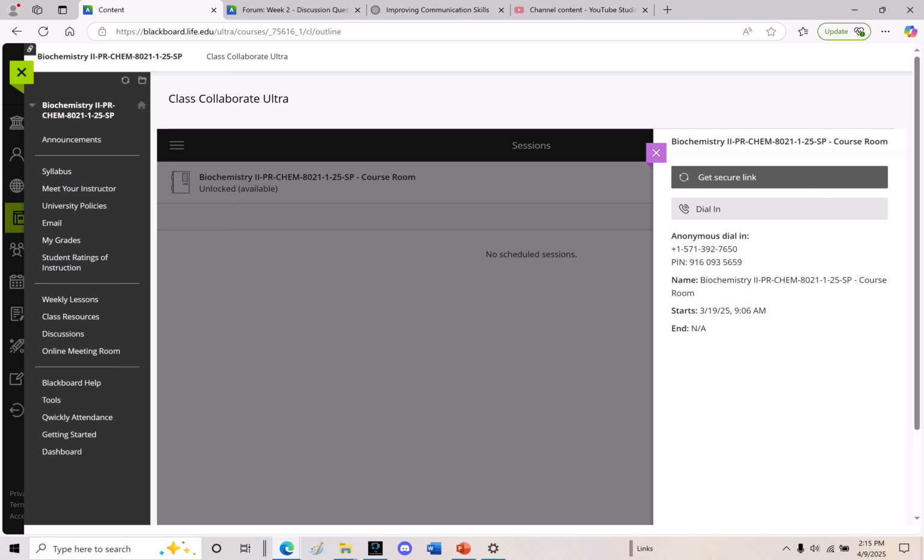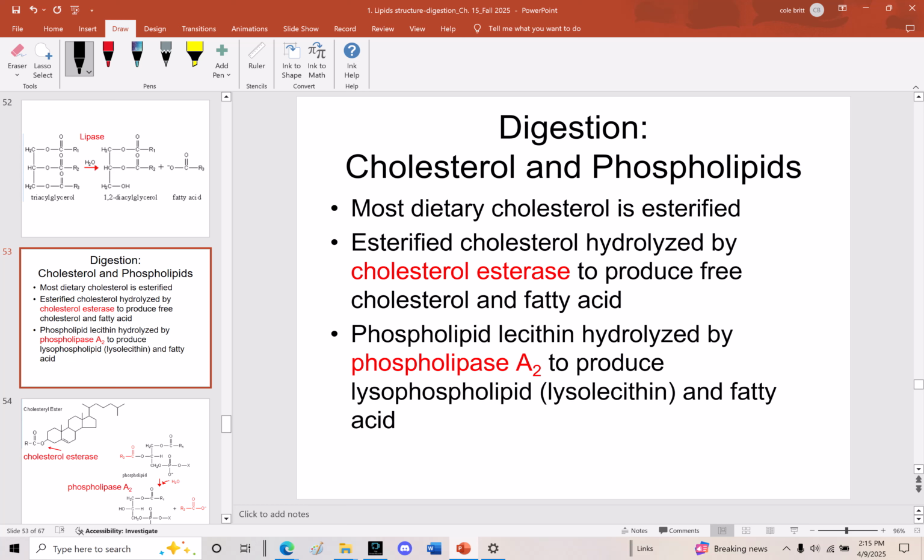Because we are going to get focused again on digestion. So we have already digested triglycerides. We're about to absorb the triglyceride breakdown products. But first, the body also needs to digest cholesterol and phospholipids because they are a part of your diet as well.